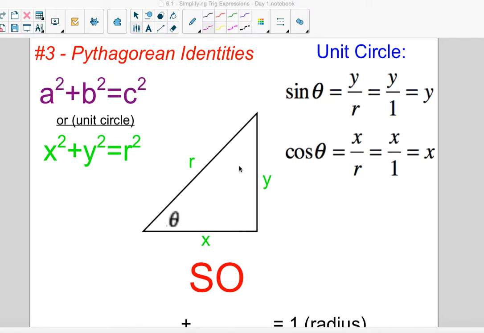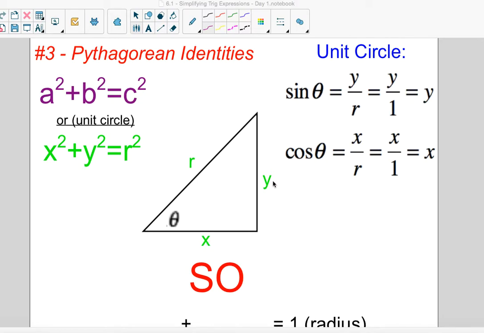Third video is Pythagorean identities. So if we know the Pythagorean theorem as a squared plus b squared is equal to c squared, right, side c would have to be the hypotenuse. If we think of that in terms of a unit circle and drawing a triangle from the unit circle with its vertex at the origin, you could think of it as x squared plus y squared is equal to r squared, right? So this would be a quadrant 1 angle, goes right and up.